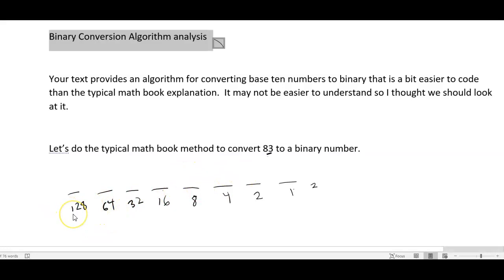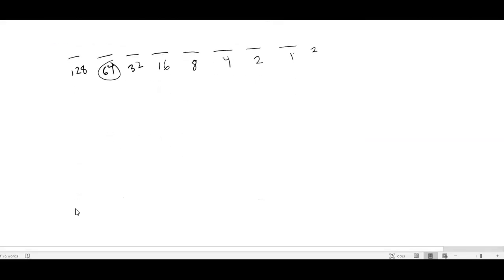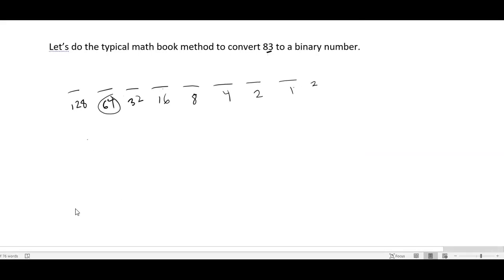So 128 is larger than 83. 64 is smaller than 83. So the most types of things I can get is I can get one set of 64. I can't get any more than one set of 64 out of this. I can't get a whole set of 128. So I start with the 64. And what you do is you do this division process, and you probably don't even think of it this way.